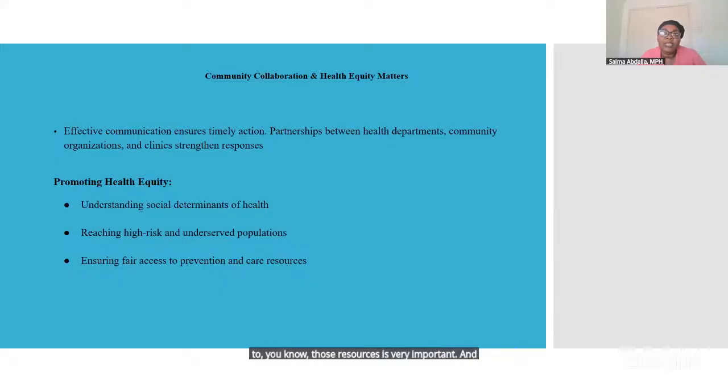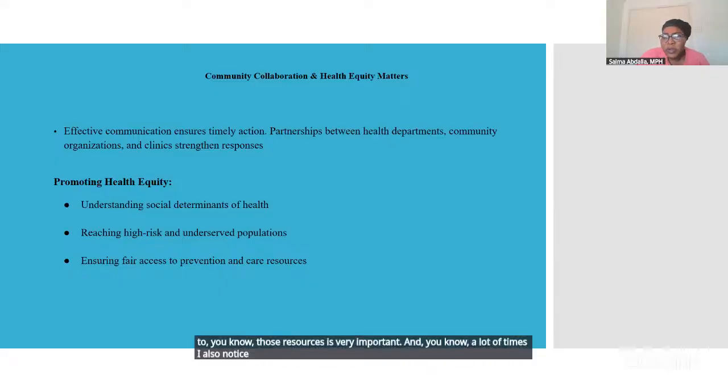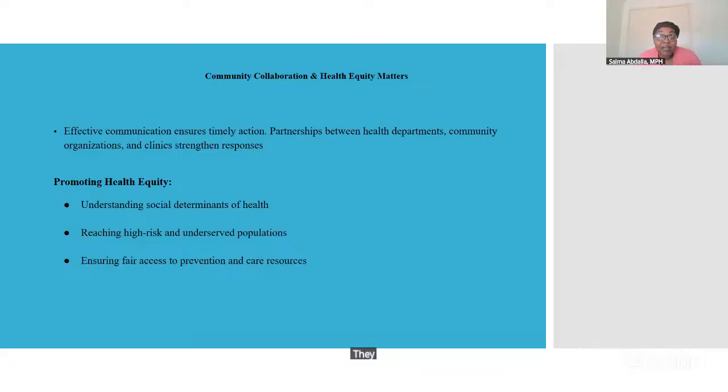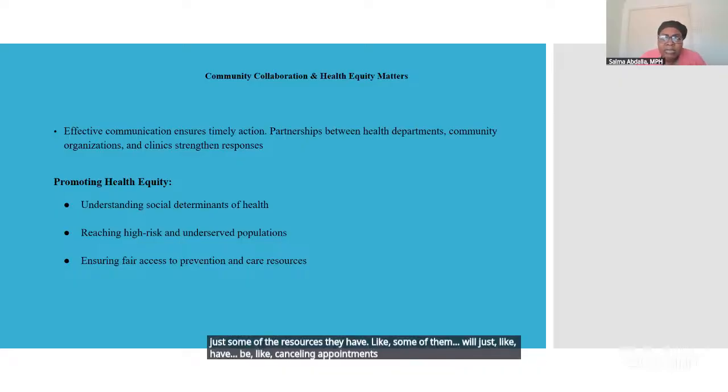A lot of times I also notice some people don't even know the resources that they have. A lot of times I find some of my clients not knowing some of the resources they have. Some of them will be canceling doctor appointments, and I'm like, why are you canceling appointments? You can call your insurance and see if you can have access to transportation to take you to provider appointments. You don't have to cancel. They were not even aware.